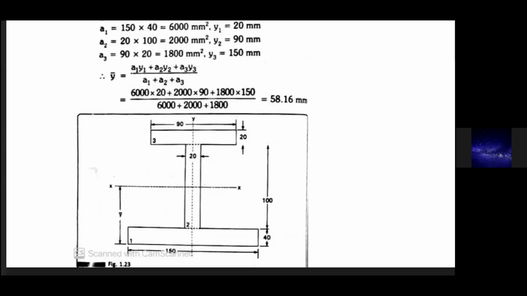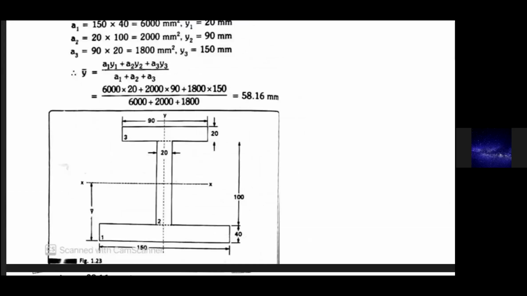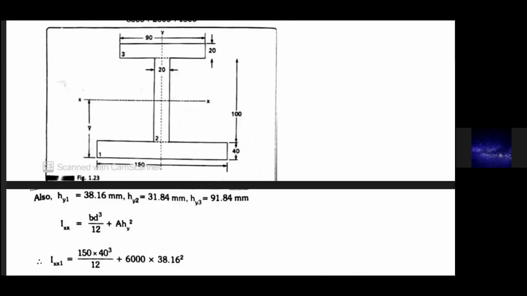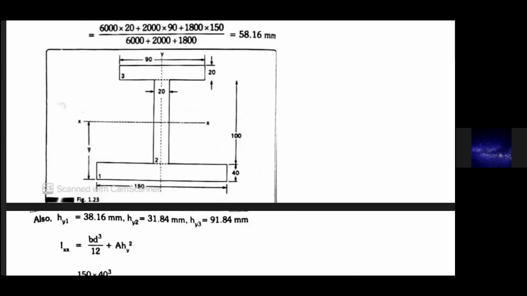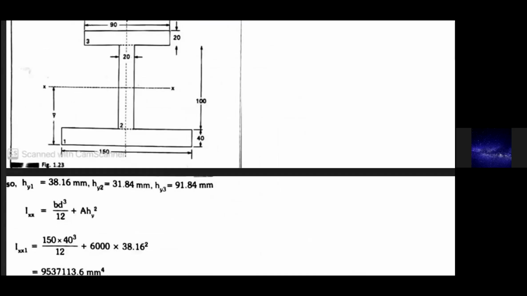So hy1 is equal to y bar minus y1. That is 58.16 minus 20, we will get 38.16. hy2 is equal to the difference between y bar and y2. That is y2 is 90, minus 58.16, we will get 31.84. Next, hy3 is equal to y3 minus y bar. That is 150 minus 58.16, we will get 91.84.